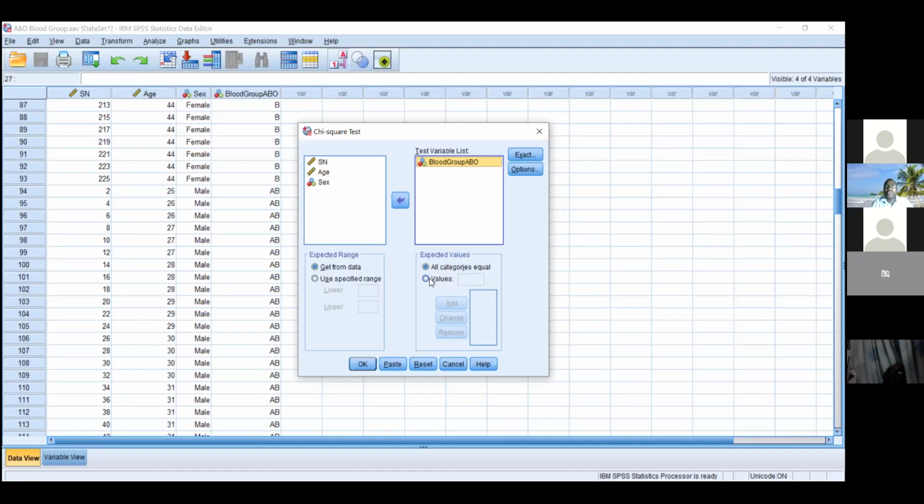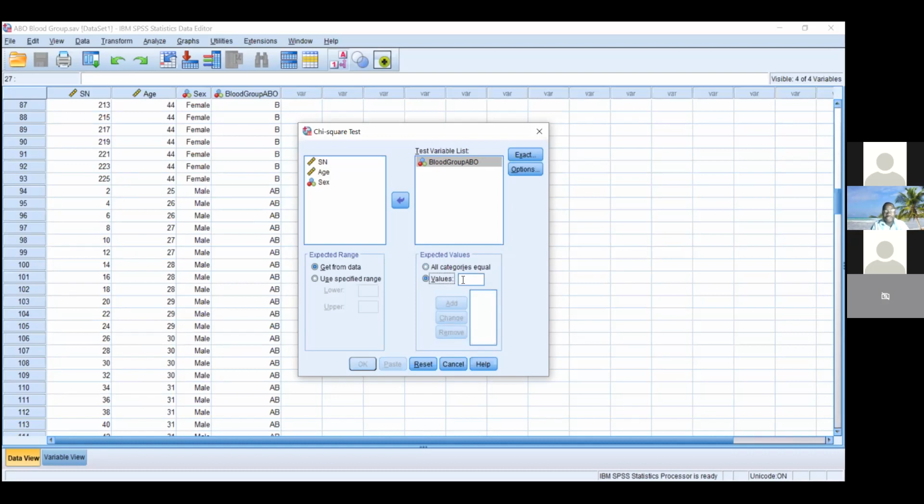But in a situation where all categories are not equal, you click on Values, under that all categories equal. Click yes. You are now saying that you want to enter the values. You have to enter them according to the way you coded it, from 1 to 4. So the expected values we calculated the other time, let me show you, because you have to know them. You have to input them there.